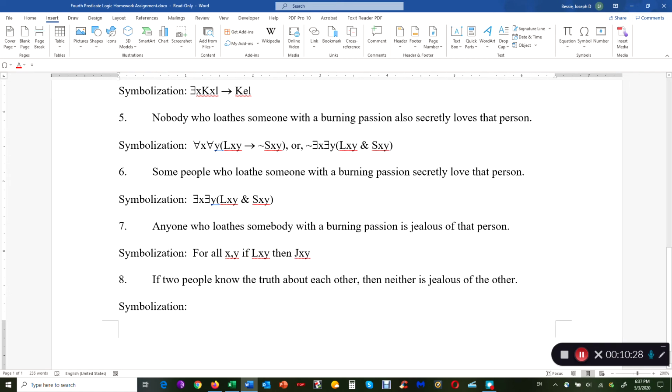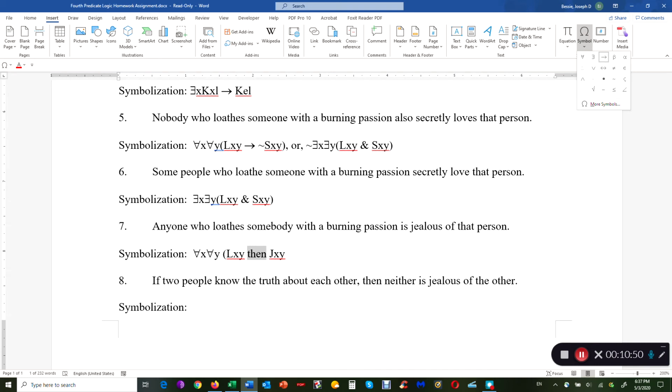But again, whenever you have a variable, you need a quantifier for that variable. For all x, for all y, if x loathes y with a burning passion, then x is jealous of that person. So with multiple variables, you need multiple quantifiers.